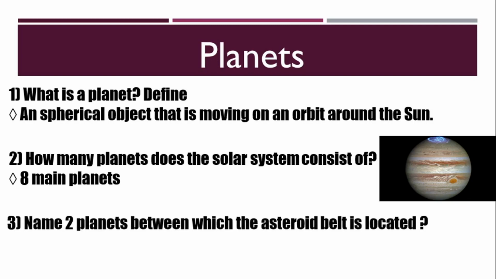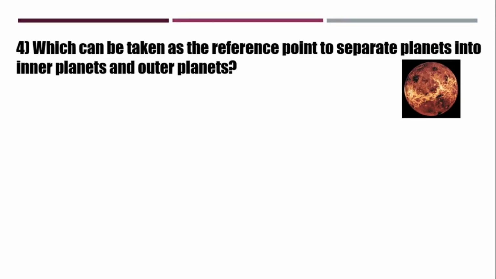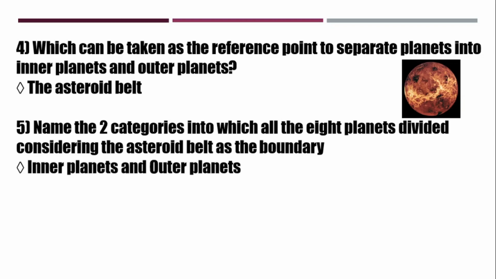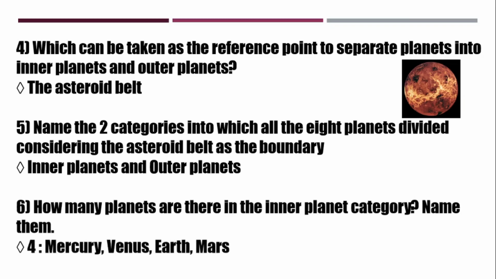Name 2 planets between which the asteroid belt is located. Asteroid belt is located between Mars and Jupiter, which can be taken as the reference point to separate planets into inner planets and outer planets. Name the 2 categories into which all the 8 planets are divided considering the asteroid belt as the boundary: inner planets and outer planets. How many planets are there in the inner planet category? Name them. 4. Mercury, Venus, Earth and Mars.